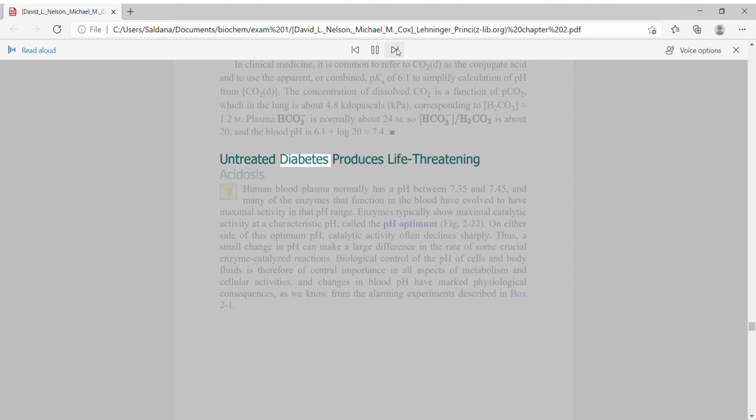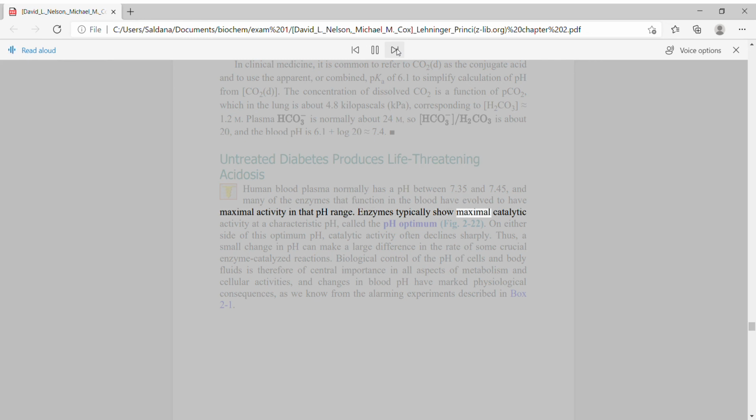Untreated diabetes produces life-threatening acidosis. Human blood plasma normally has a pH between 7.35 and 7.45, and many of the enzymes that function in the blood have evolved to have maximal activity in that pH range.